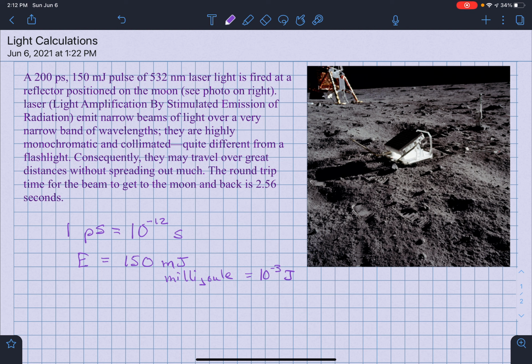We have a 200 picosecond pulse of light with an energy of 150 millijoules and a wavelength of 532 nanometers. So here's our symbol for wavelength. Nanometer, and again, nano stands for a billionth. So that's what we've got.